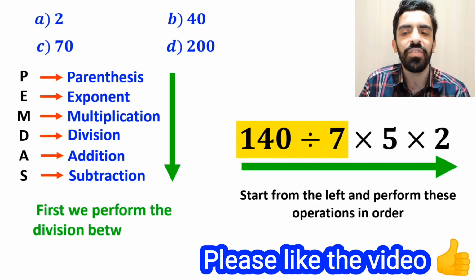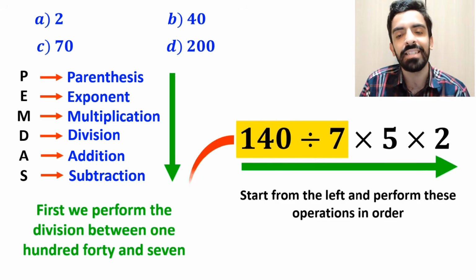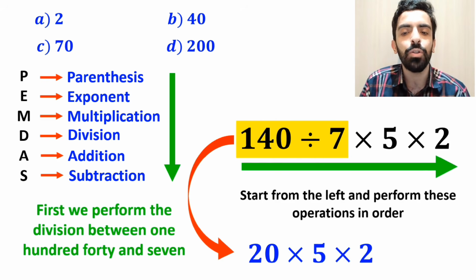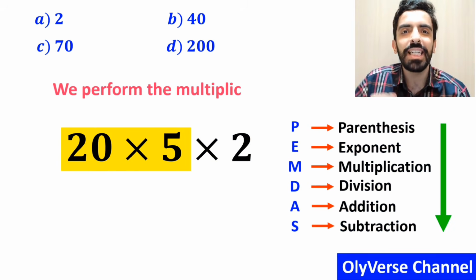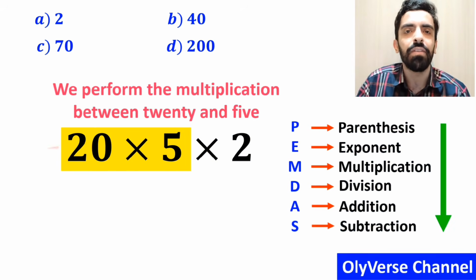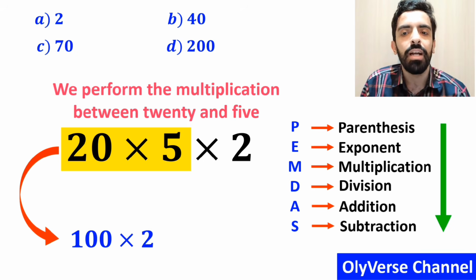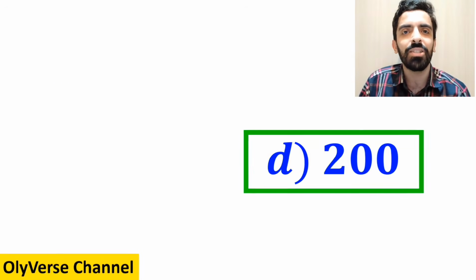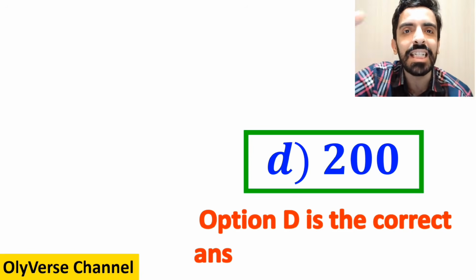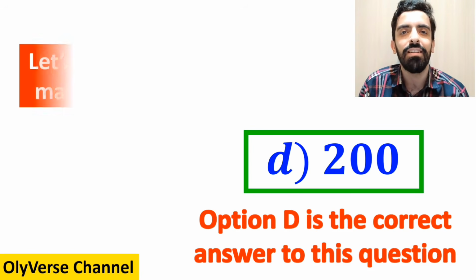So, first we perform the division between 140 and 7, which simplifies this expression to 20 multiplied by 5 and again multiplied by 2. In the final step, we perform the multiplication between 20 and 5, and instead of this expression, we can write 100 multiplied by 2, which finally gives us the answer 200. That's great. Option D is the correct answer to this question.